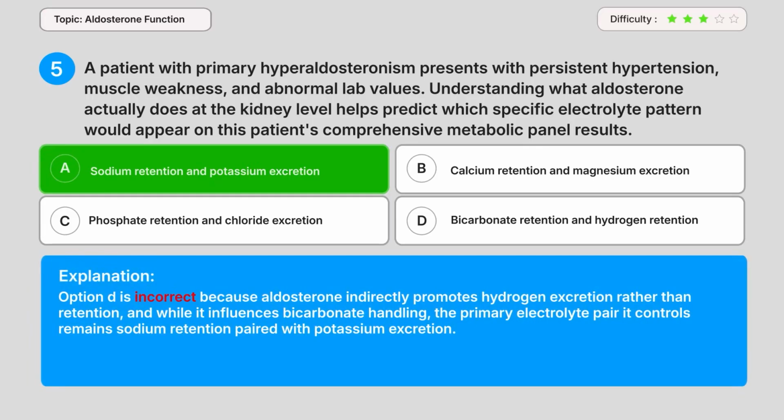Option D is incorrect, because aldosterone indirectly promotes hydrogen excretion rather than retention, and while it influences bicarbonate handling, the primary electrolyte pair it controls remains sodium retention paired with potassium excretion.